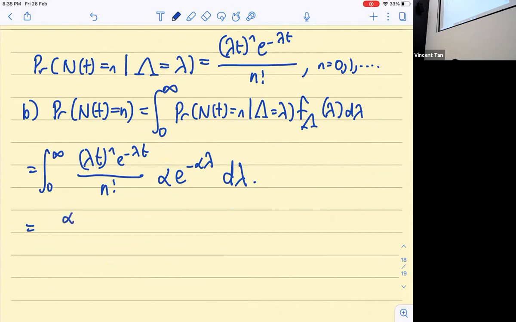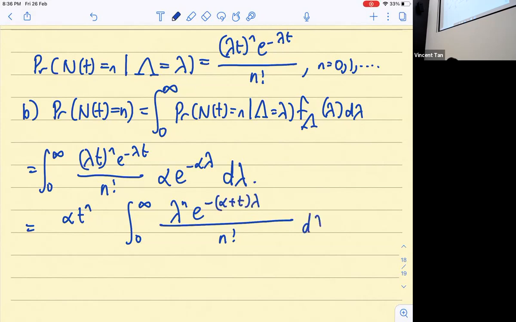So we have alpha t to the power n and everything inside. The n factorial I want to keep inside because Erlang has n factorial. Other things that I want to keep inside include lambda to the power n, e to the minus alpha plus t lambda, d lambda. So we have this. This is almost there.